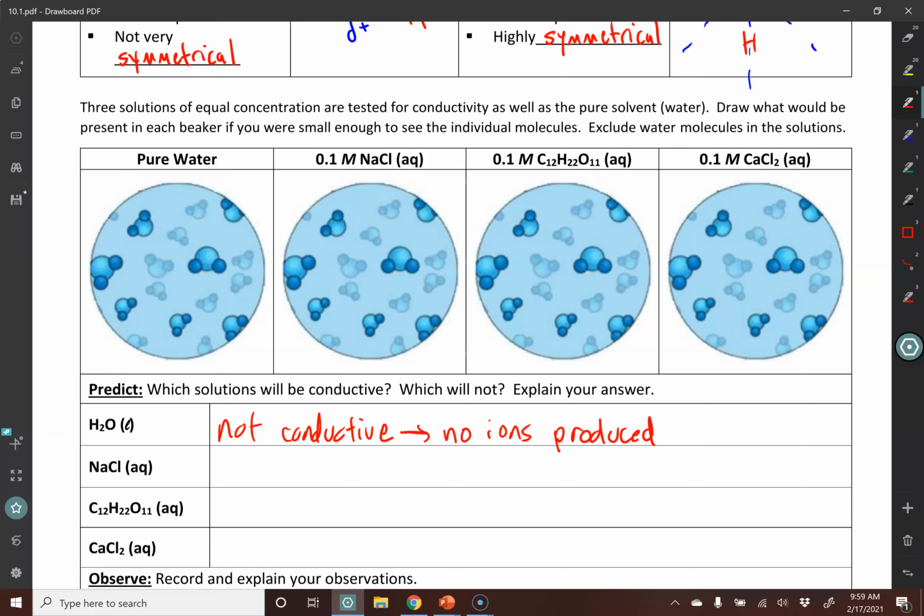What about sodium chloride? Yeah, this one's conductive. Why? We're going to make Na+ and Cl- ions.